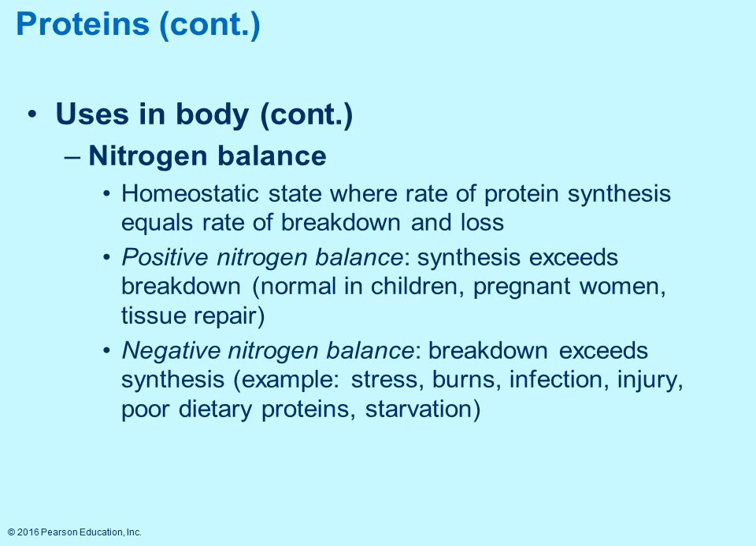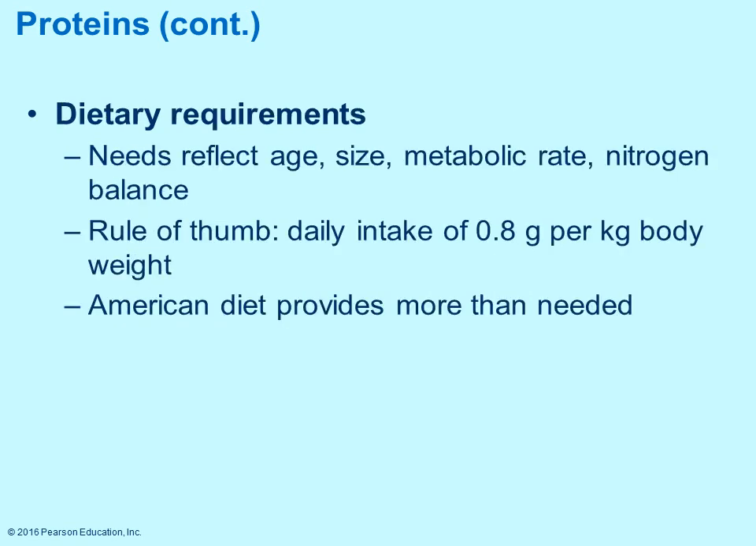Proteins do contain nitrogen in them, and so normally at homeostasis you have about an equal rate of proteins being synthesized as those proteins that are being broken down and lost. If you have a positive nitrogen balance, that means that you are making more protein. The synthesis exceeds breakdown. Negative nitrogen balance is the reverse, where the breakdown is exceeding the synthesis. You're breaking down more than you're making. This often occurs during infection or stress, or when an individual is under starvation.